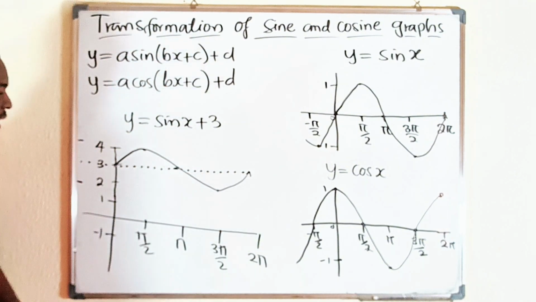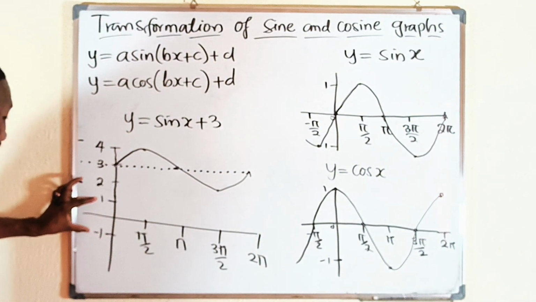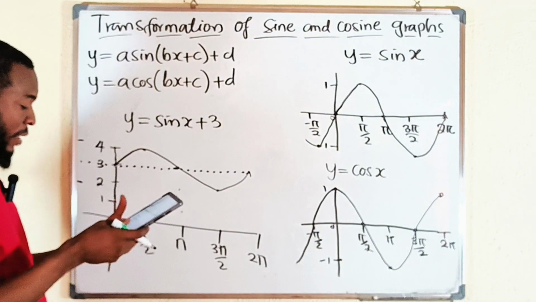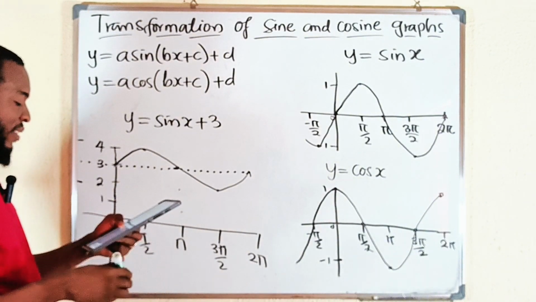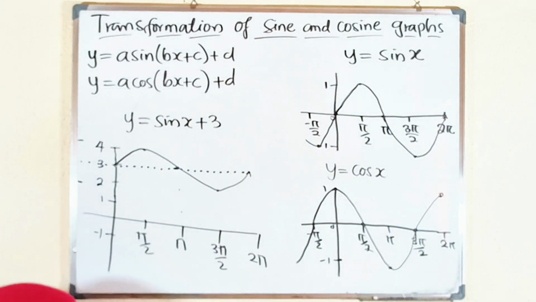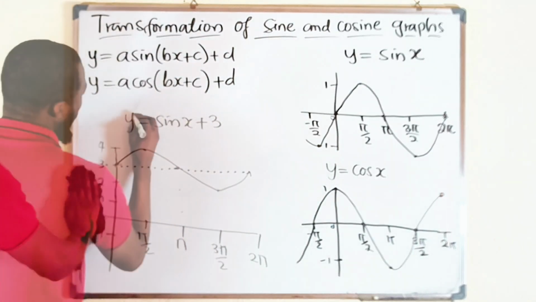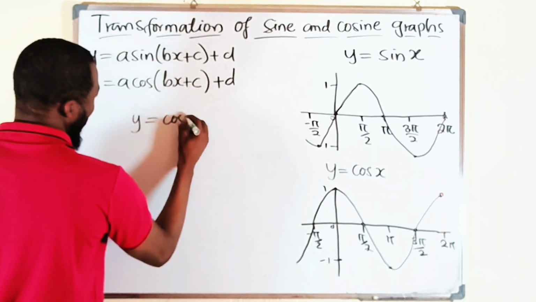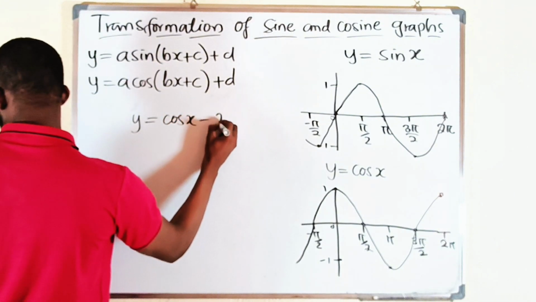You see that? The graph is supposed to be within here, but it has been shifted how many units? 3 units above. If you count, all of this will be true. Then we have another one, which is cosine of x minus 2, which is another vertical shift. Y equal to cosine of x minus 2.